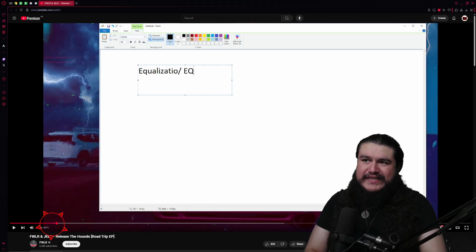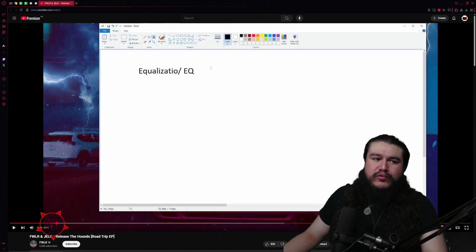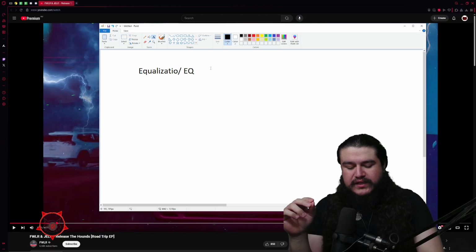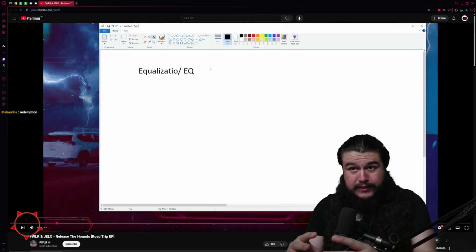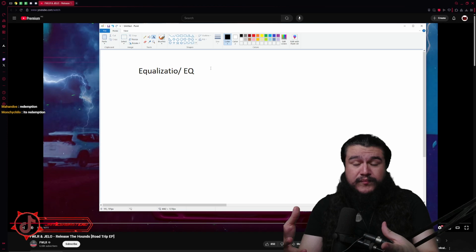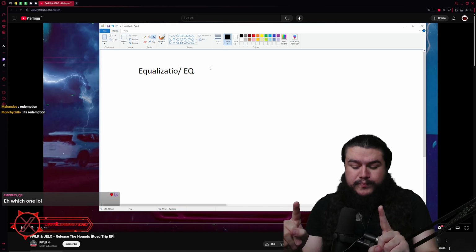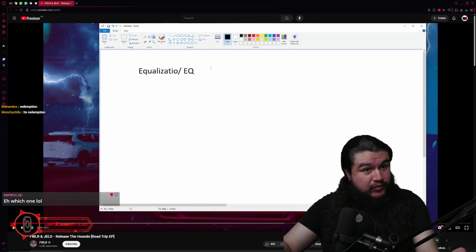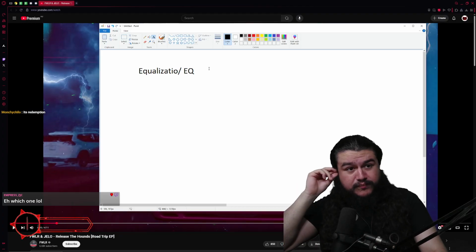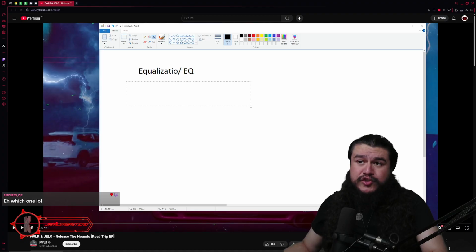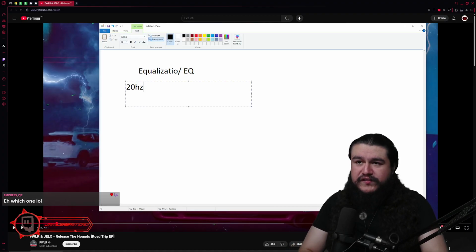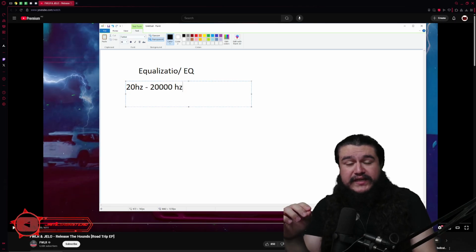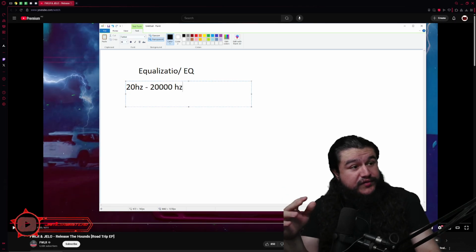or EQ for short is when you take certain frequencies in a sound sample or in a recording, something like that, and you manipulate specific frequencies. When it comes to sound, in general, us as human beings, we have a hearing range of anywhere between 20 hertz to 20,000 hertz. That is a hertz. That's just the frequency of the sound wave.